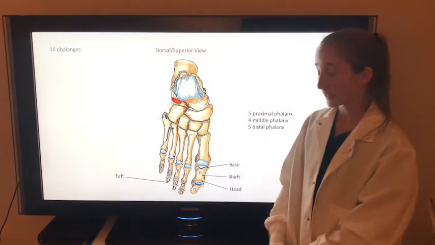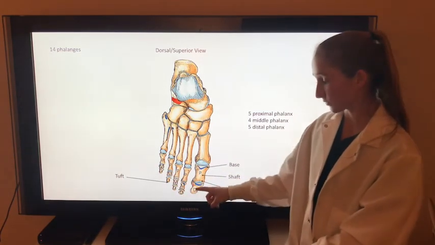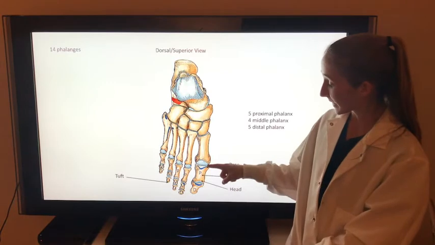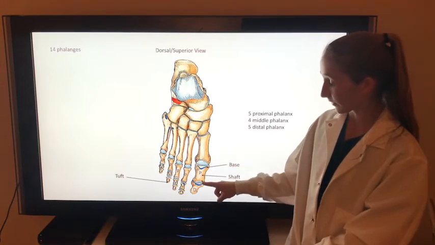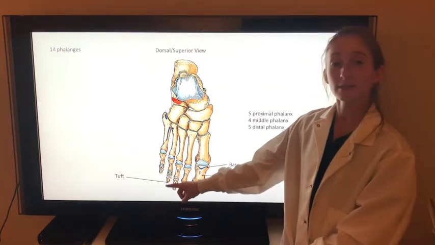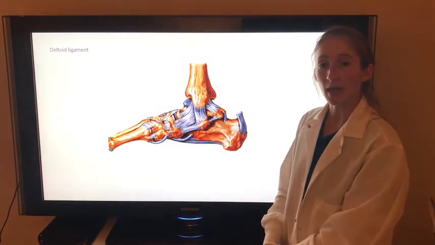There are 14 phalanges. There are 5 proximal phalanges, 4 middle phalanges, and 5 distal phalanges. The big toe has just a proximal and a distal phalanx. The base is proximal and the head is distal on the phalanx, and the 5 distal phalanges have a tuft at their distal end.